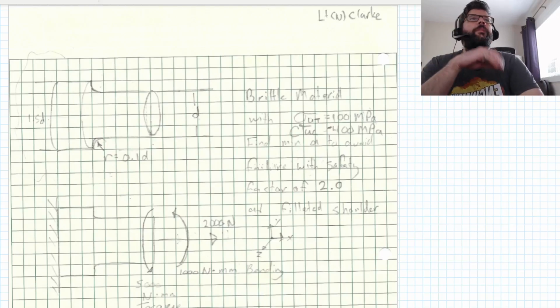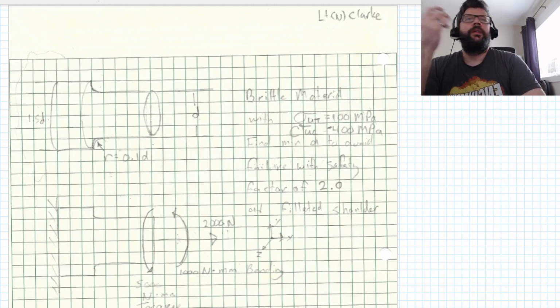Okay, so for this example, we're working with some sort of structure here. It's basically a stepped shaft. It has a diameter of d on the right-hand side, and the left-hand side has a diameter of 1.5d. And it had been turned using, I guess, a cutting bit that had a radius of 0.1d.